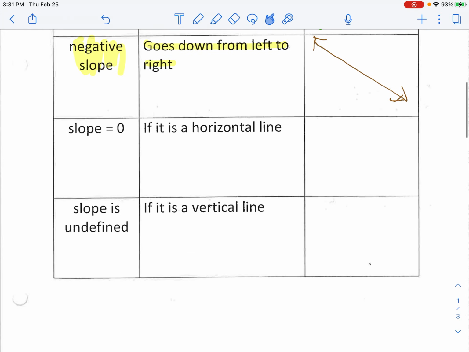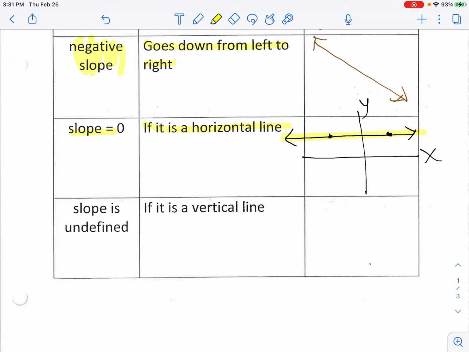Now, what if your slope is equal to 0? If your slope is equal to 0, you're always going to have a horizontal line. So what that would look like is, so our x-axis and our y-axis. That means you might have a point here on your graph, and your other point might be here. We're always going to connect those 2 points when we're finding the slope of a line. So if the slope is equal to 0, the line on your graph is going to be a horizontal line.